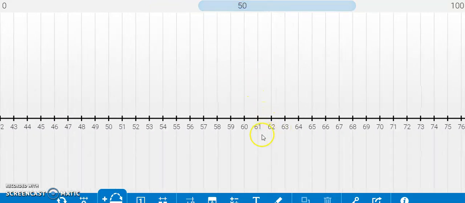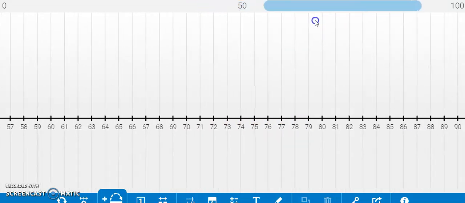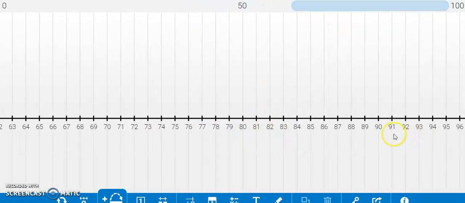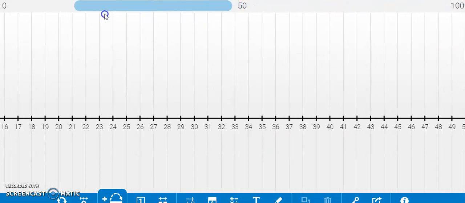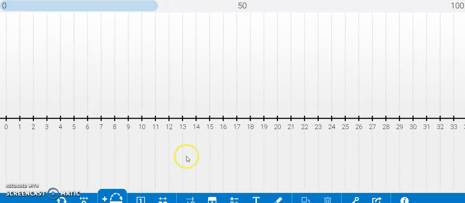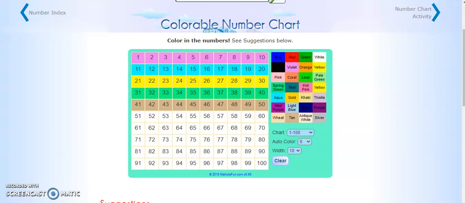Here you can also see 60, 70, 80, 90, and 100. So as you can see here, you can't really see it now, but the number line doesn't end there. It could keep going up to 200, 300, however big you want it to be. But a number line is a straight line. Okay, it's not broken up like it is in the hundreds chart here.